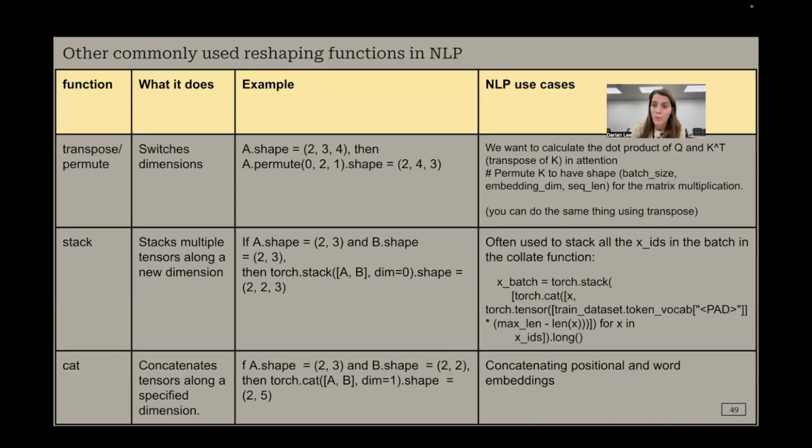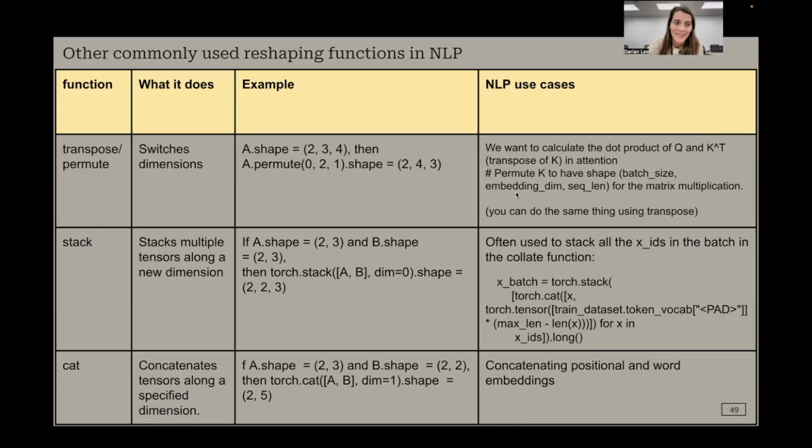Okay, so other important functions to know are transpose and permute. Essentially these can just switch the dimensions around. So you can take something of shape 2, 3, 4, and make it shape 2, 4, 3. Once again, this isn't changing the actual values. Actually, it's not even changing the order, it's just changing the groupings.